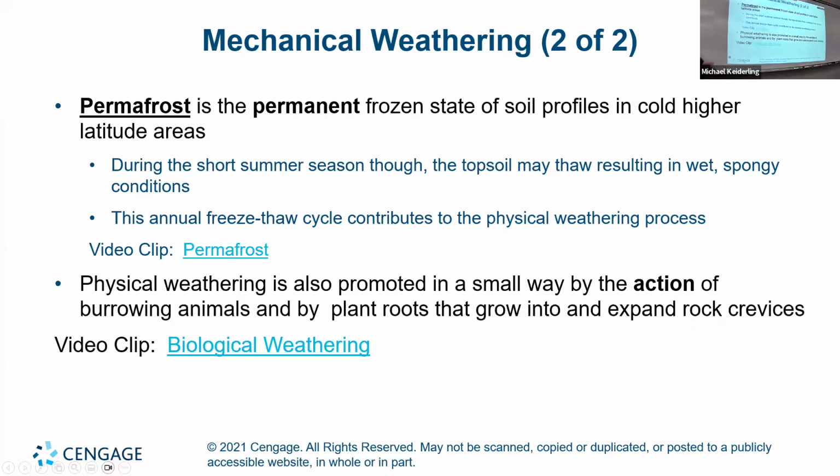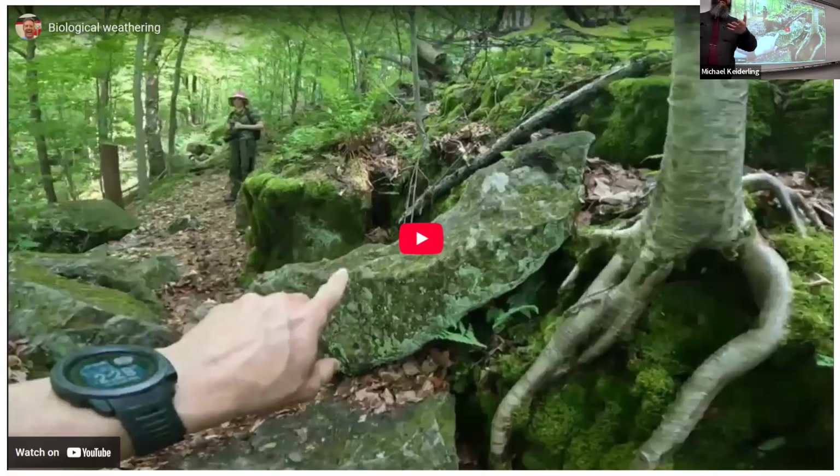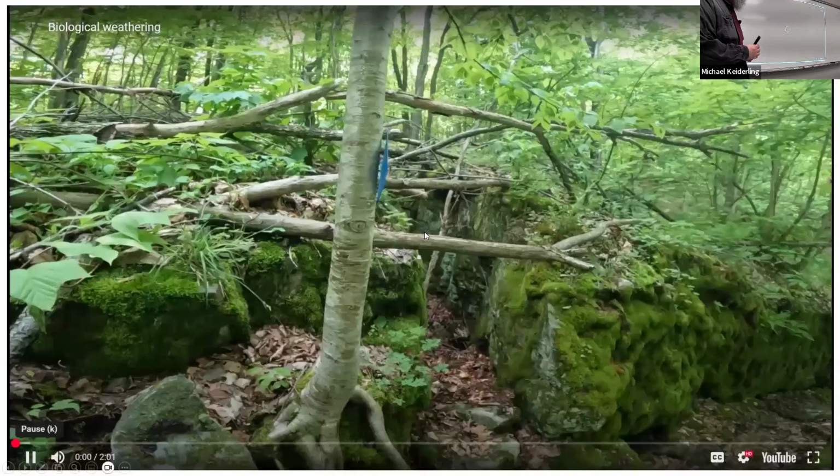So that was permafrost. You can also have biological weathering, which can be both physical and chemical. So physically, tree roots and such can penetrate into cracks, and they wedge them open. Moss and things can also do that. But you can also have lichens that release acids that help break down the rock.